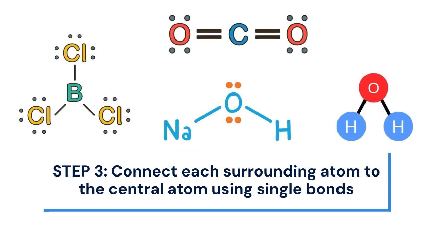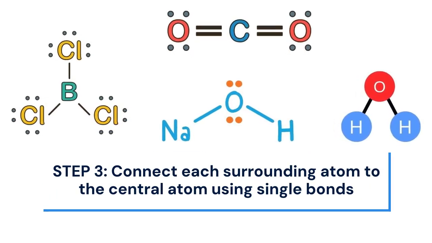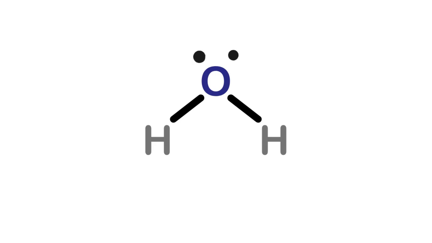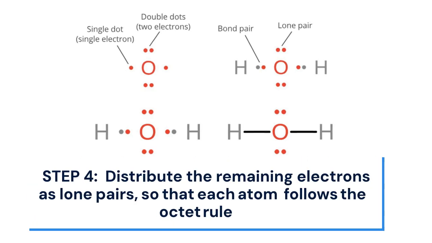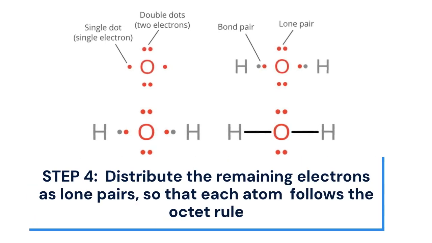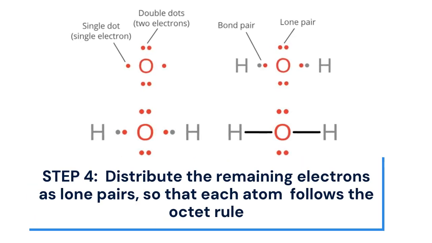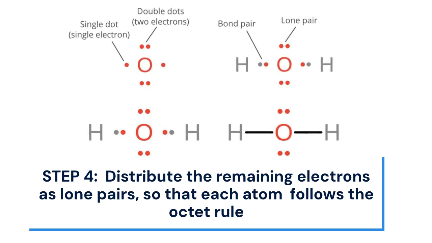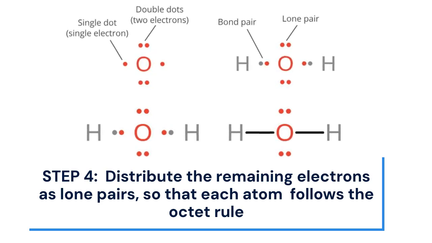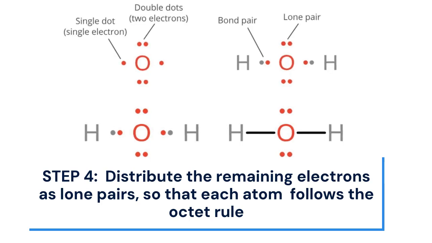Third, connect each surrounding atom to the central atom using single bonds. Each bond represents a shared pair of electrons, so draw a line between the atoms to show that. Fourth, distribute the remaining electrons as lone pairs, starting with the outer atoms, so that each atom, except hydrogen, follows the octet rule, having 8 electrons around it.